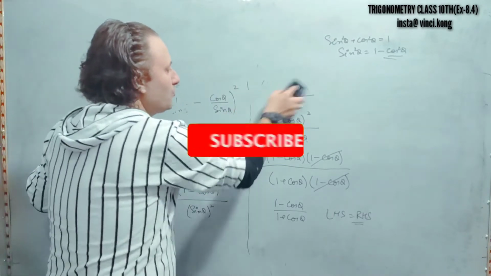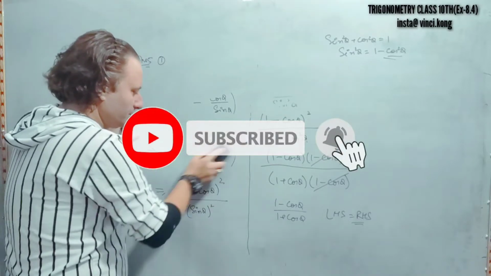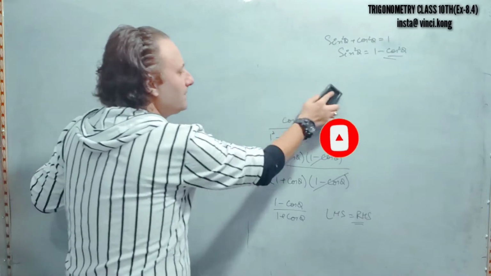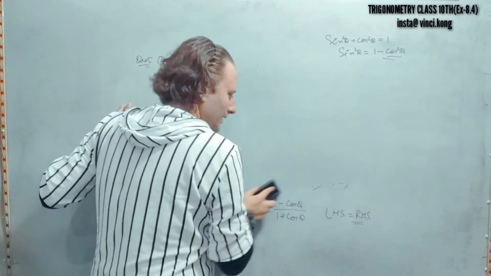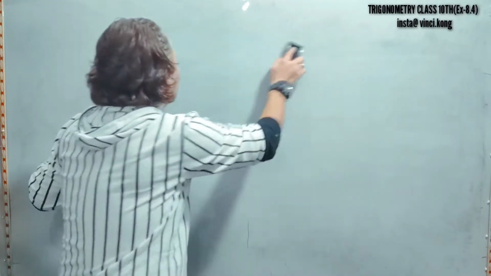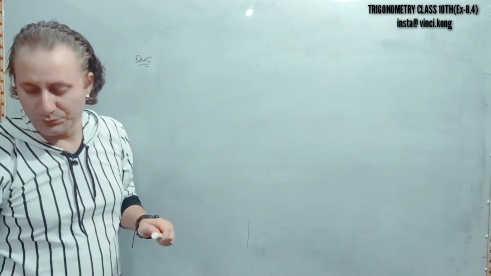We have 9 more to go. So this was the first part of this particular question, that is question number 5, exercise 8.4, and this is the last exercise of this particular chapter. So let's move to part number 2.